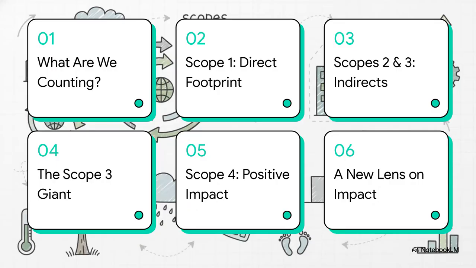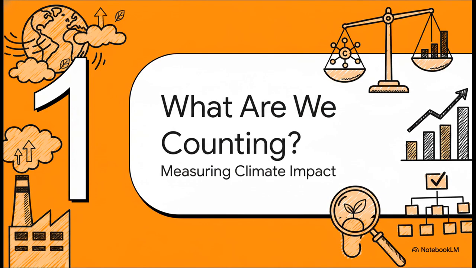So, here's how we're going to tackle this. We're going to use what you could call a zoom-out model. We'll start super focused, right on the emissions a company makes itself. Then we'll zoom out to its suppliers, then to its entire network. And finally, we'll zoom out even further to see how it might actually be creating a positive impact on the world.